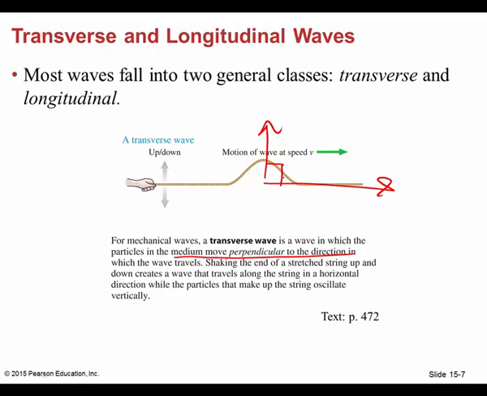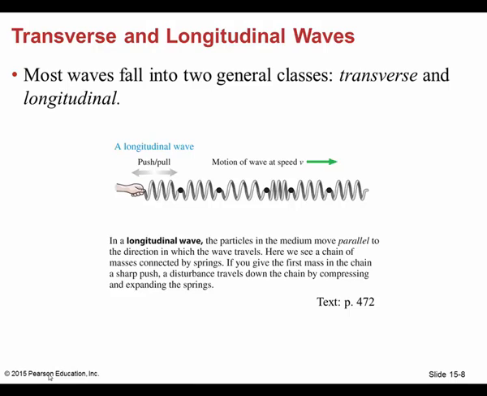You pop a rope, pop an extension cord. You see that little camel hump go down the rope or the extension cord. That is a transverse wave. What about longitudinal waves? Longitudinal waves move back and forth. It's like a push or pull on a spring.